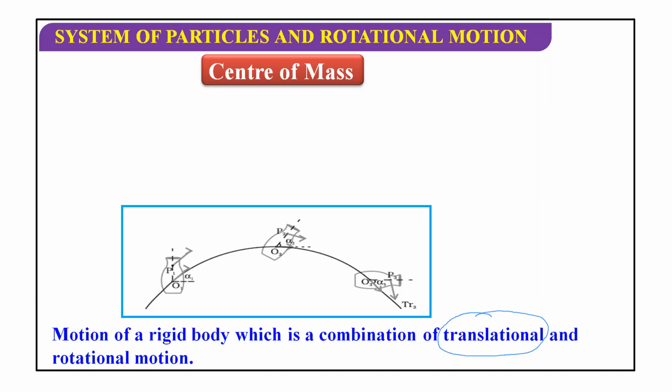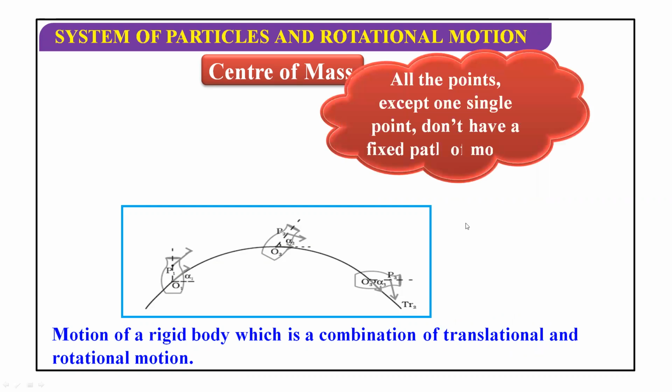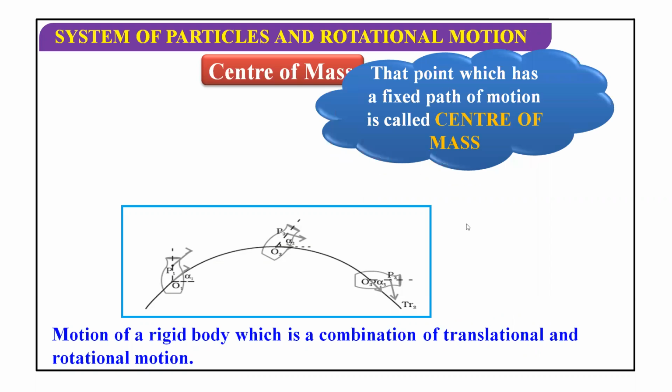So if you see this object, when we draw the path of a projectile, which point have we taken basically? We have taken the center of mass. We concentrate on the center of mass because that is a hypothetical point. We can assume that the entire mass is there. The point which has a fixed path of motion is called the center of mass.